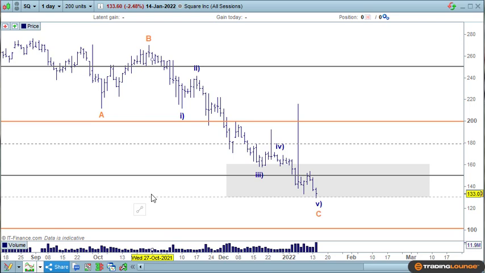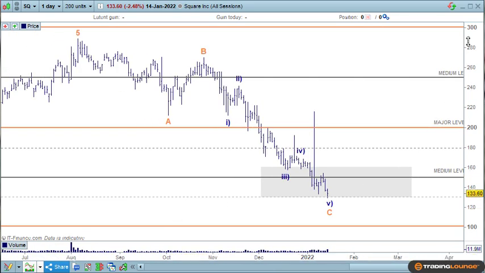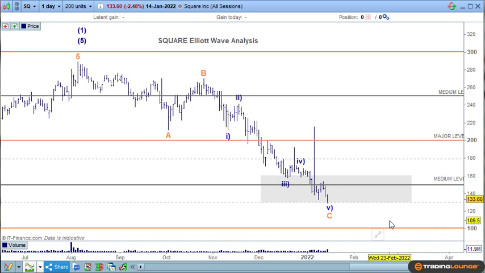Square. So with Square here, I think we're pretty close to having a low in. We've got a nice volume spike here. This is the 60. This box here is the 50% and the 61.8%. So we're right on the low here. You can see some volumes come in through here. So there is support right on this point.